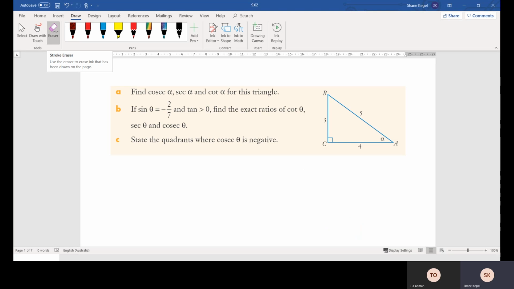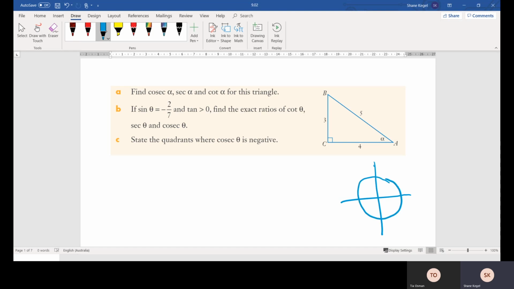So I'm going to revert back to my unit circle, which I should really be drawing every question. So I've got all stations to central. The fact that sine's negative tells me it has to be in the bottom 2 quadrants, because sine's positive in the top 2. And the fact that tan is positive indicates that it must be in the T quadrant. And we're asked to find the exact ratios of cot, sec, and cosec.